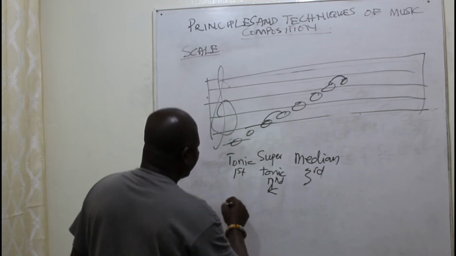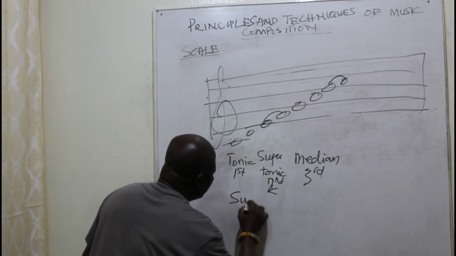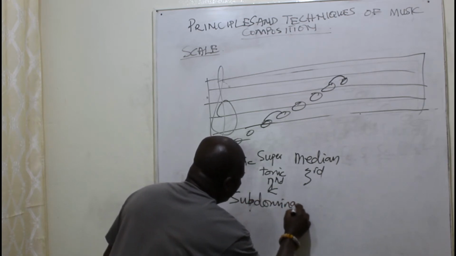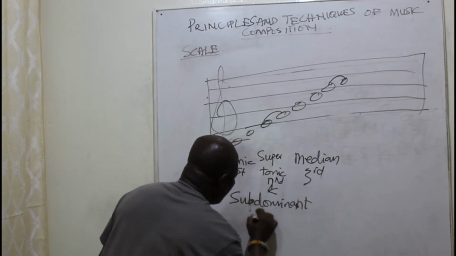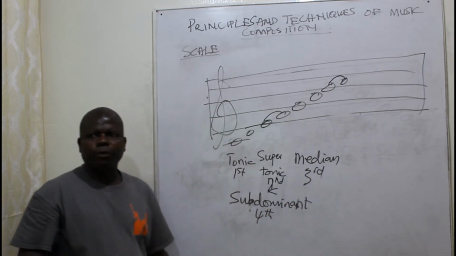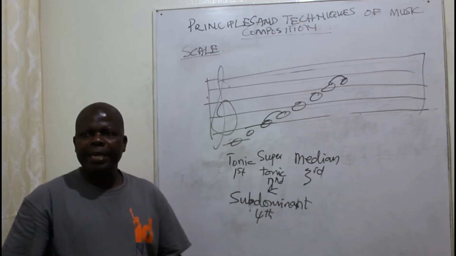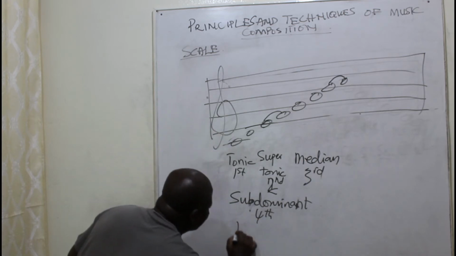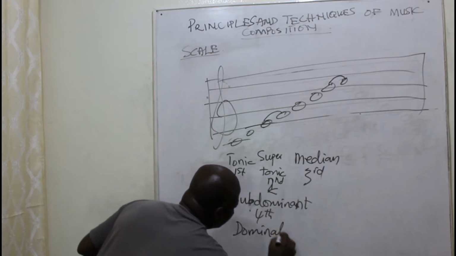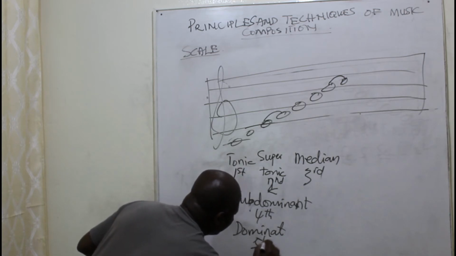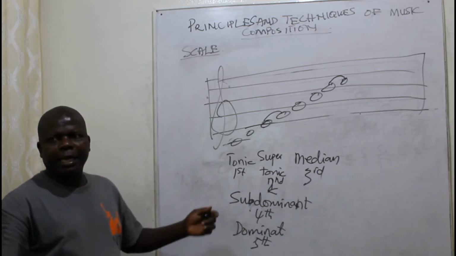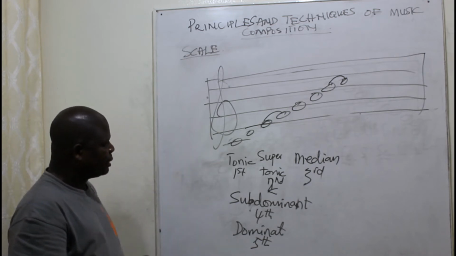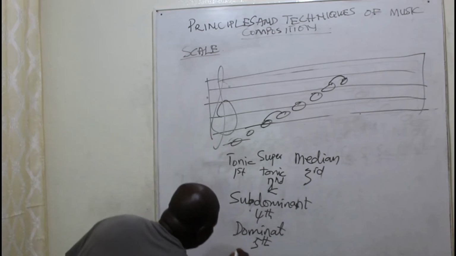Then from there you get the subdominant, which is the fourth degree. So from the median you go to the subdominant, and then the next one is called the dominant, and that is the fifth degree. If you are singing it, that is how it goes. Then you have the supermedian, which is the sixth degree.